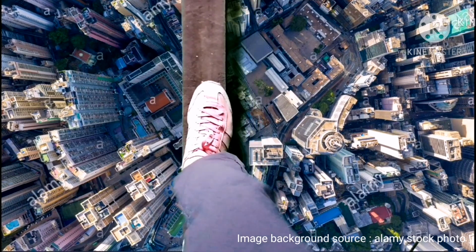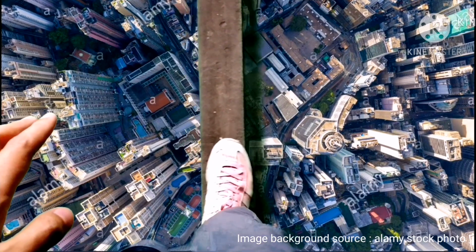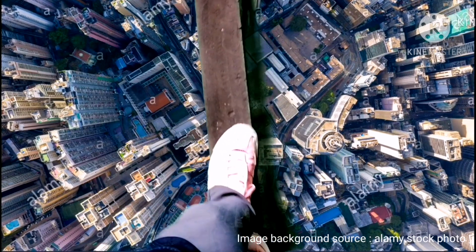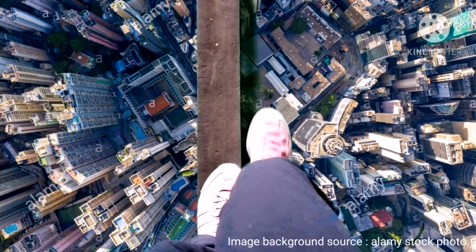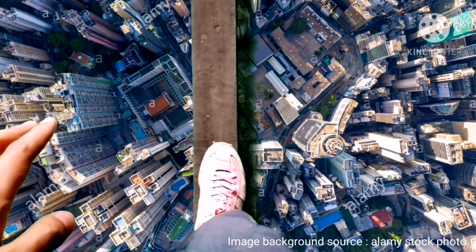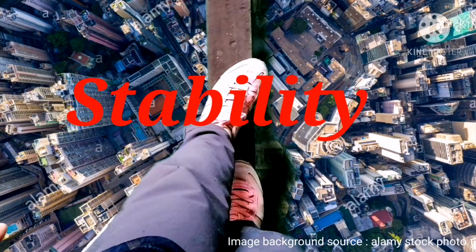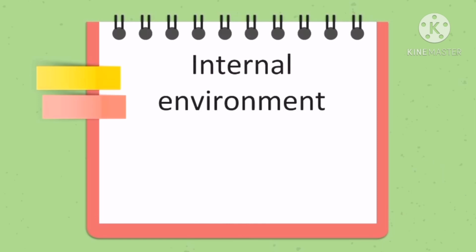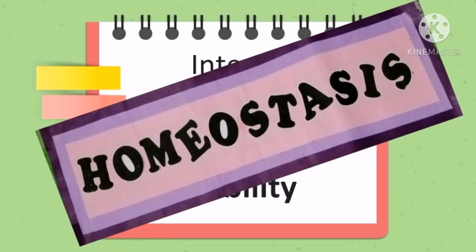First of all, let's imagine that you are walking on a balance beam like this. What do you need to do to make sure that you do not fall? Yes, stability. You have to maintain your body stability. This situation is the same for the internal environment of our body system. All the systems work together to maintain stability. This stability can be done by the homeostasis mechanism.